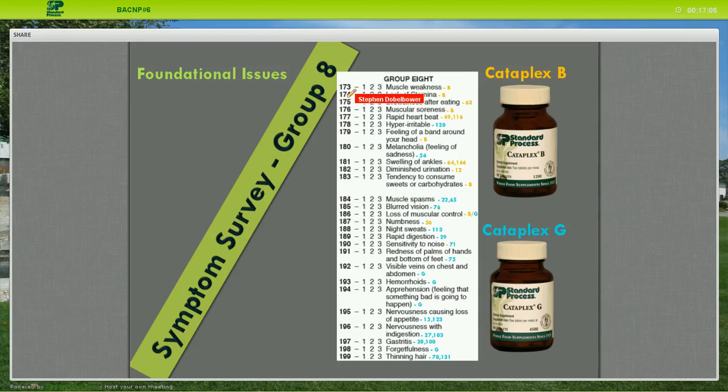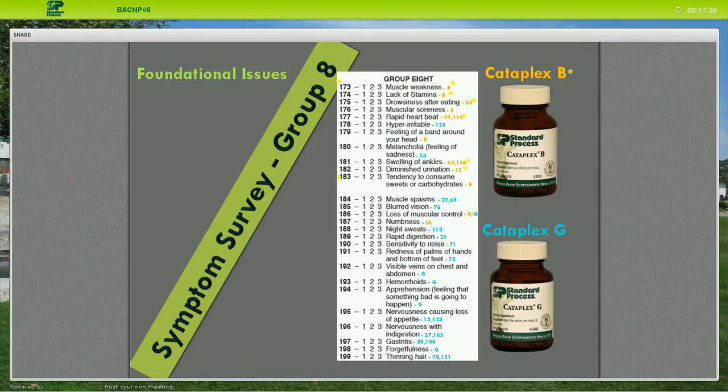So as we look at questions 173 through 183, you'll notice that afterwards I've sort of notated them in gold, which suggests that it's a B vitamin problem or a Cataplex B problem. And you'll also notice that some of these have numbers after them because these are ones that are also found elsewhere in the symptom survey. So there are a lot of questions in the symptom survey that are duplicated elsewhere.